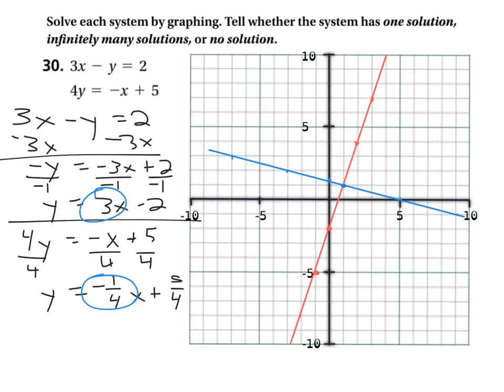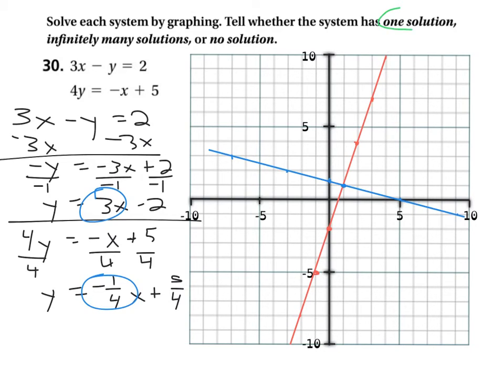So with problems like this, just rewrite them in a form where you can graph them, and then really what you need to do is just examine what their slopes are. If they have different slopes, then it's always going to be one solution, because they're going to be tilting at different angles, and so that means they'll always cross once. Okay, one solution. I'm trying to circle it up top, but it's not working well.